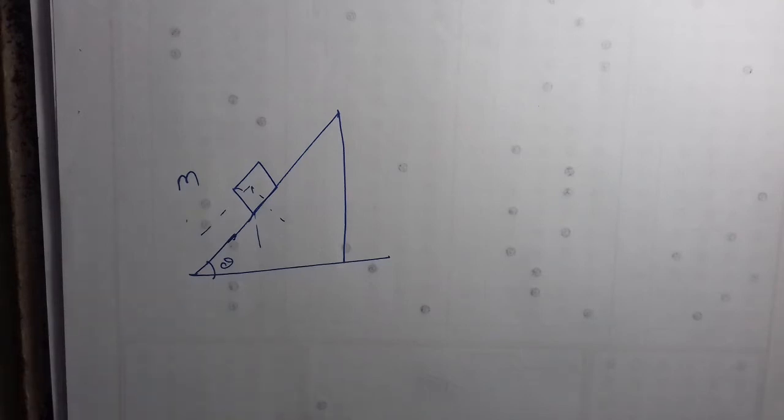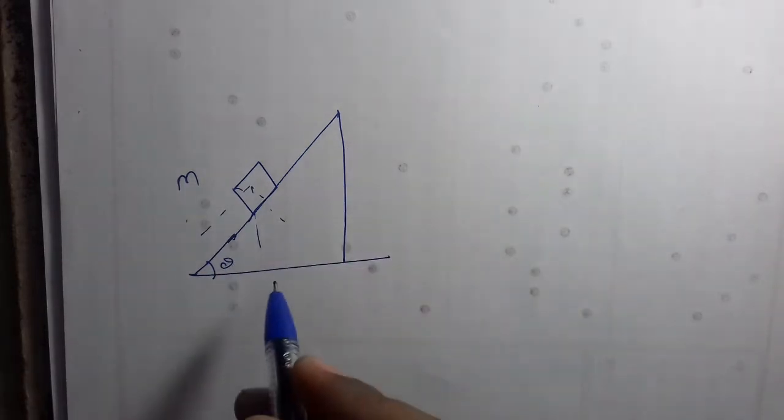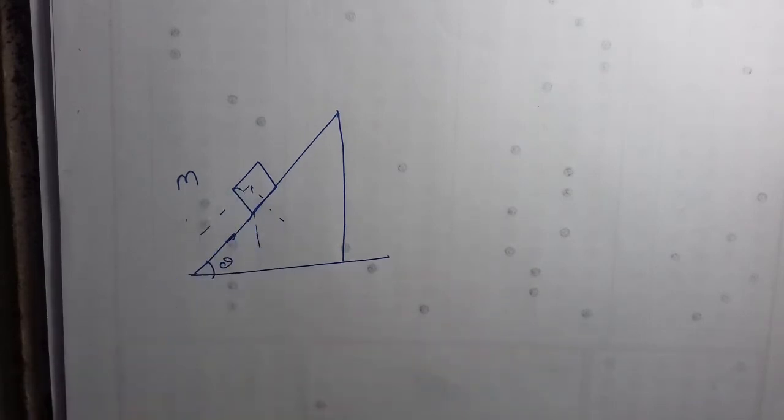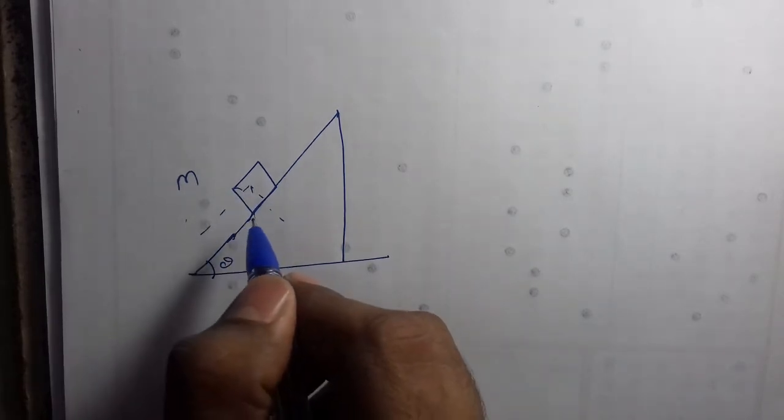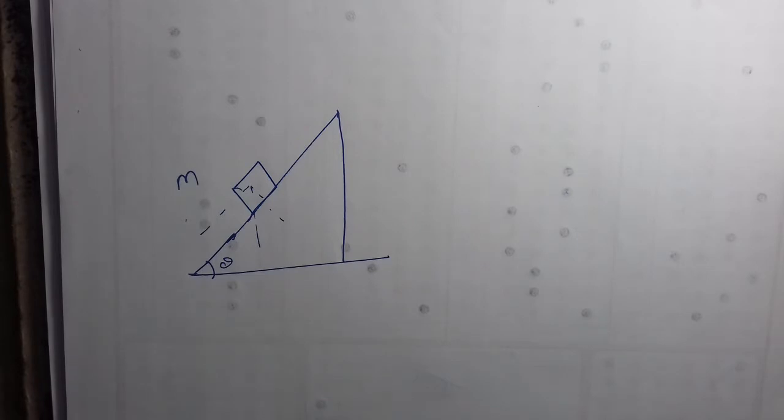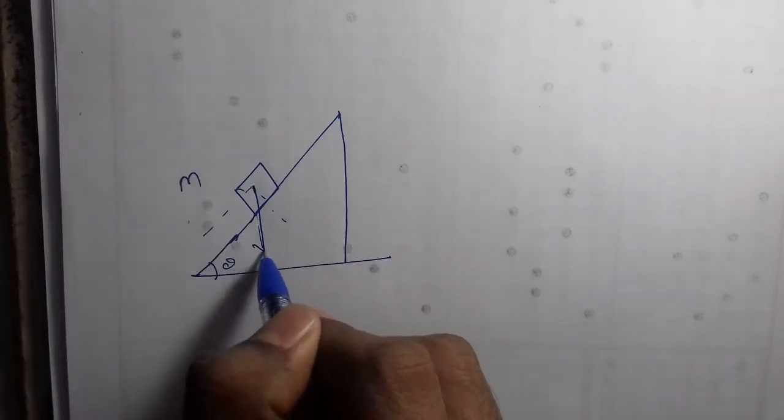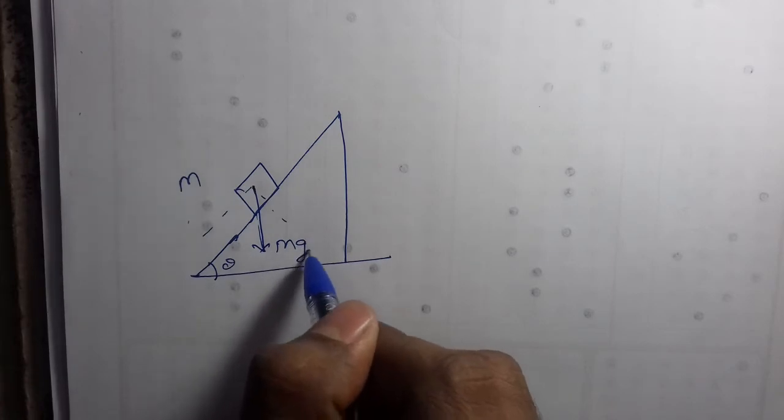Block on an inclined plane. Angle of inclined plane is theta, mass of the block is m. Then first we have to list forces. External force applied is not present, 0. Then second one is mass. Mass produces what? Force mg.